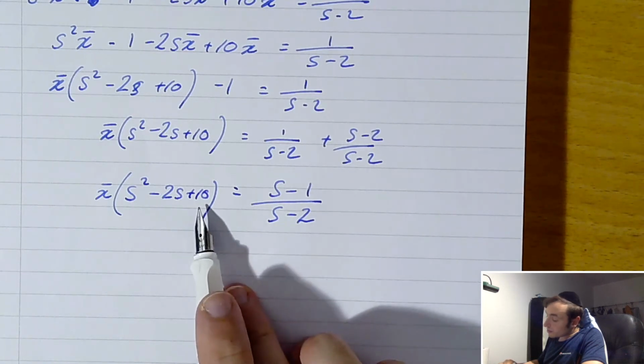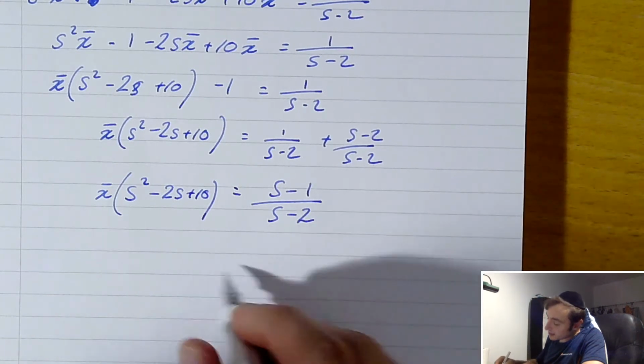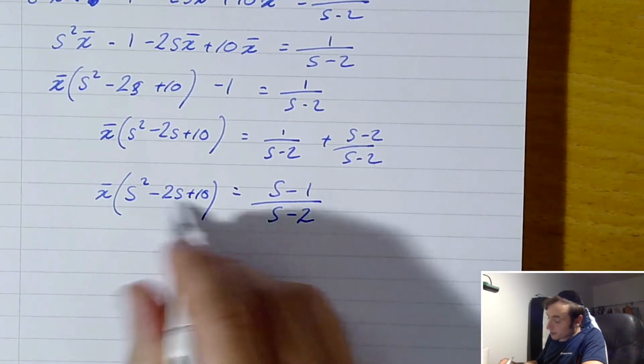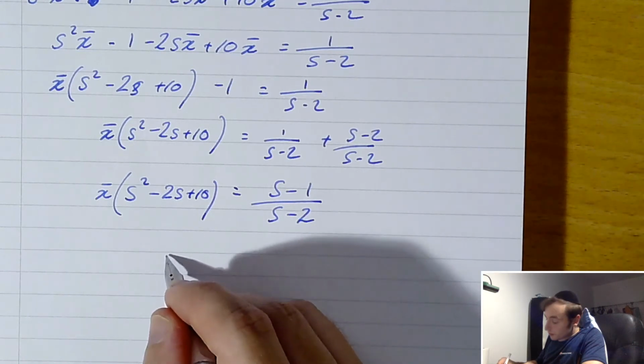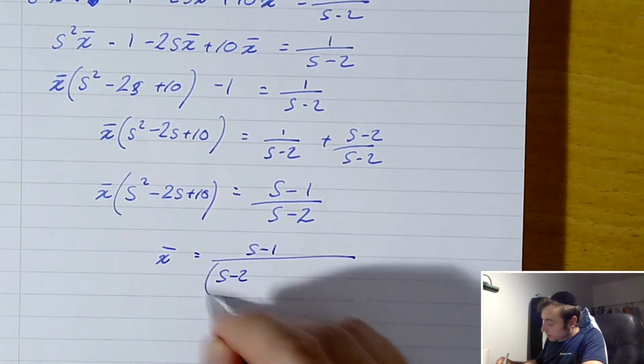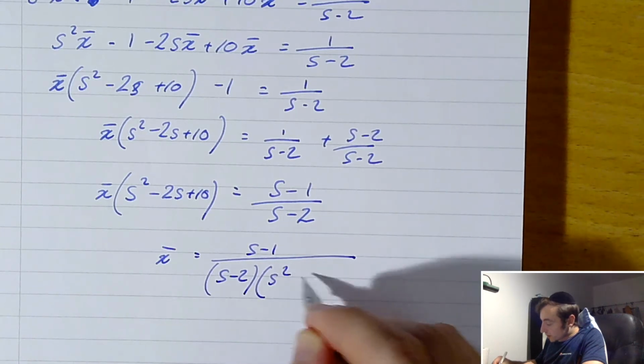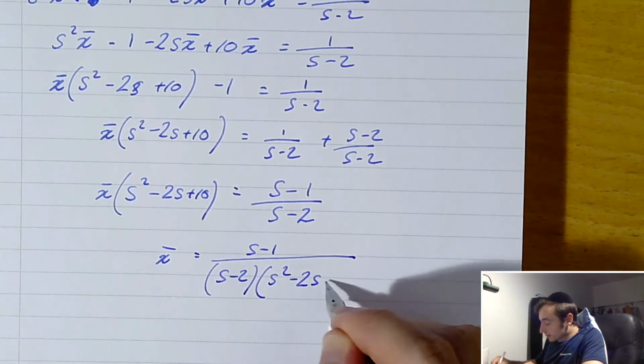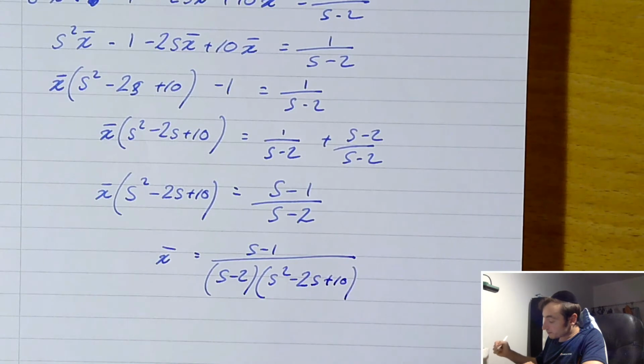Is this a reducible factor? No, I don't think it is. So I'm going to divide both sides by this factor. I'm left with x bar equals s minus 1 on s minus 2 times s squared minus 2s plus 10.